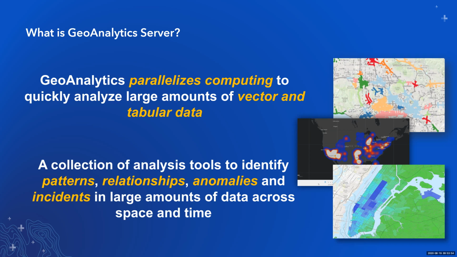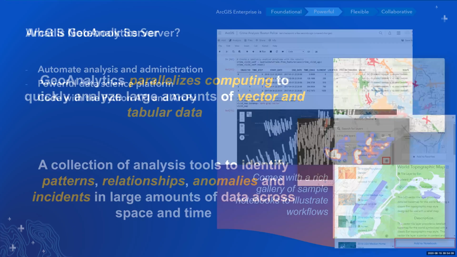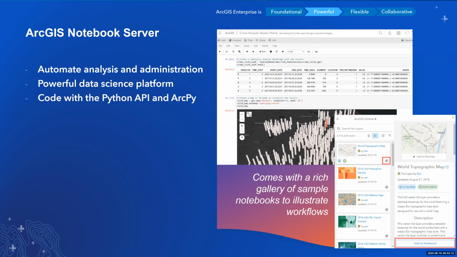So this lower map, this map of Manhattan we're looking at, I think, is showing the incidence of graffiti over time, different types of graffiti in different areas, for example. So if you're looking at really large amounts of data, really large amounts of throughput, then GeoAnalytics is the tool.